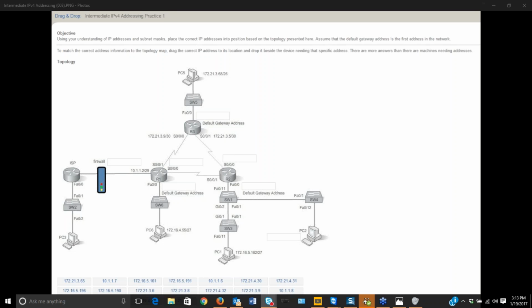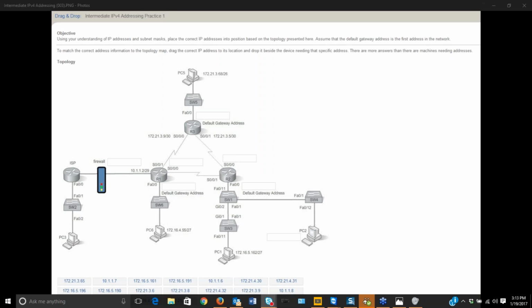First couple of things. To match the correct information, drag the correct IP address to its location and drop it beside the device needing that specific address. Okay. All right. So first couple of things here. Number one, they're talking about the firewalls, default gateways, things like that.